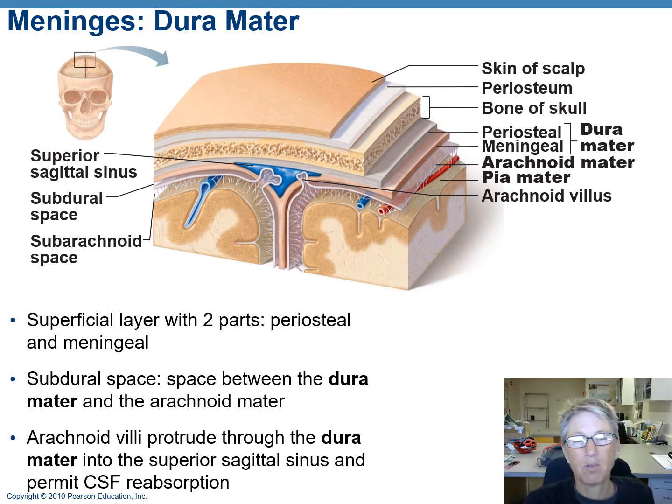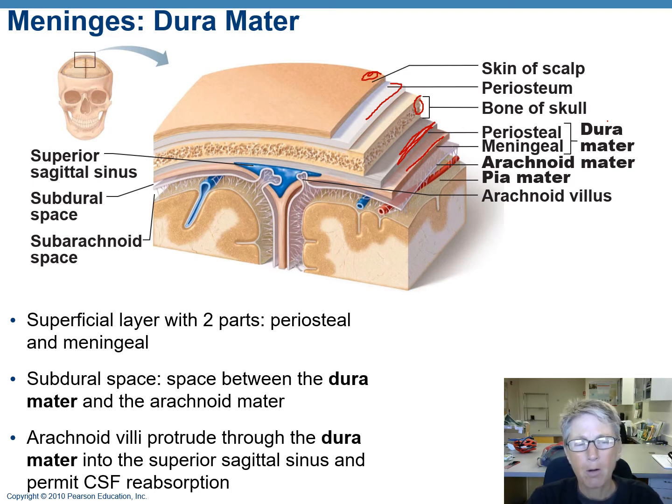So now let's look at some more pieces of this. So we already said this top piece is the skin of your scalp, and then this white stuff, that's the periosteum, that's the connective tissue on a bone. And then we said this part was the bone. And then now I'm going to say that the dura mater has 2 parts to it. It has a periosteal part. So remember, the periosteum surrounds the bone. So there's the periosteal component of the dura mater, and then here's the meningeal part of the dura mater.